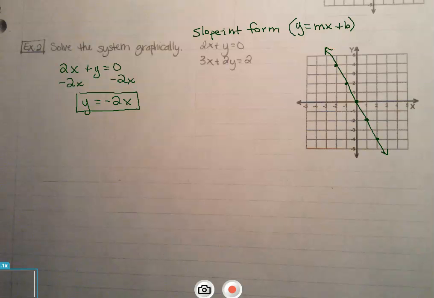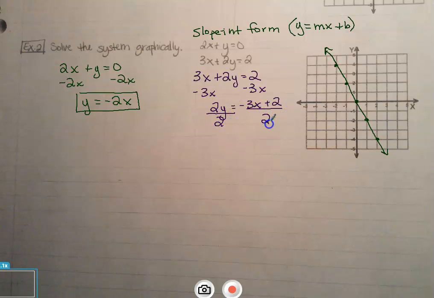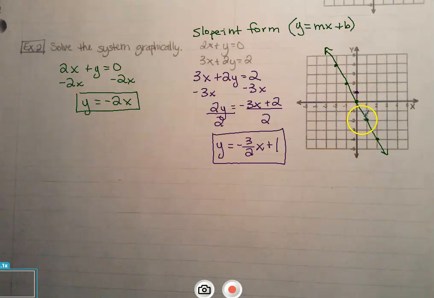Okay? And the next equation, 3x + 2y = 2. Again, we're going to put it in slope-intercept form. So I'm going to subtract 3x from both sides. So I have 2y = -3x + 2. I'm going to divide by 2. y = -3/2 x + 2 divided by 2 is 1. So here is my formula for that equation. So my y-intercept is 1. Put that there. My slope is -3/2. So 1, 2, 3 down, and 1, 2 to the right.